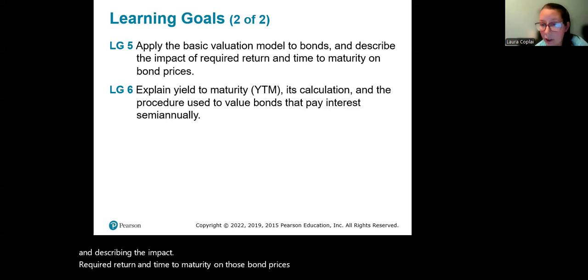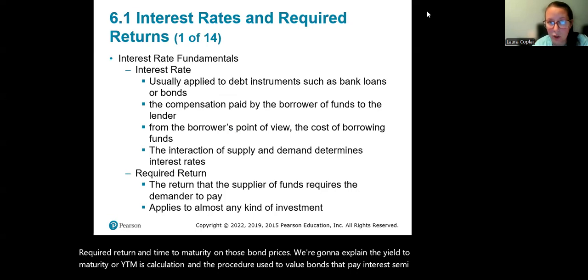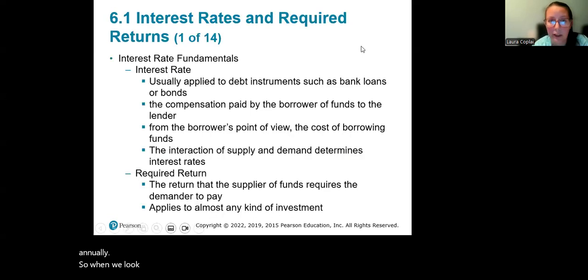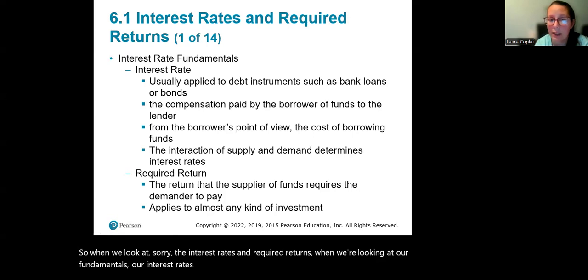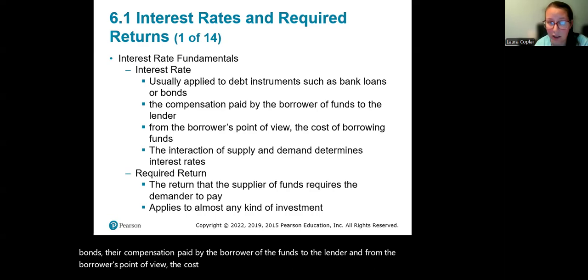We're going to explain the yield to maturity, or YTM, its calculation, and the procedure used to value bonds that pay interest semi-annually. So when we look at the interest rates and required returns, when we're looking at our fundamentals, interest rates are usually applied to debt instruments like bank loans, bonds. It's the compensation paid by the borrower of the funds to the lender, and from the borrower's point of view, the cost of borrowing funds to us.